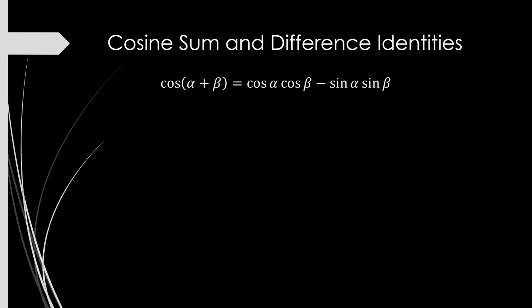The cosine of alpha plus beta is equal to this, cosine of alpha times cosine of beta, minus sine of alpha times sine of beta, and the cosine of alpha minus beta is equal to this. So that's why you call it sum and difference identities for cosine.